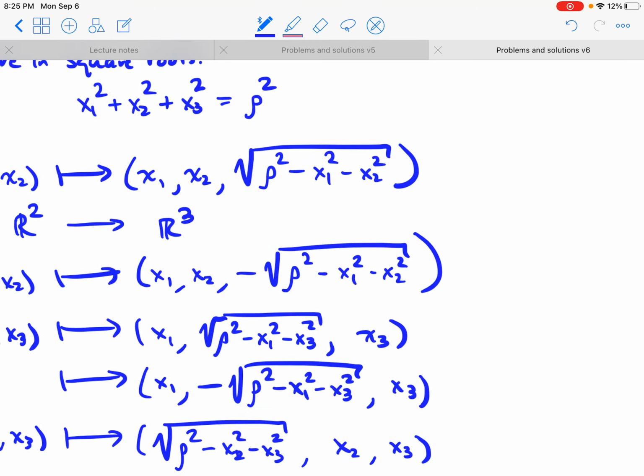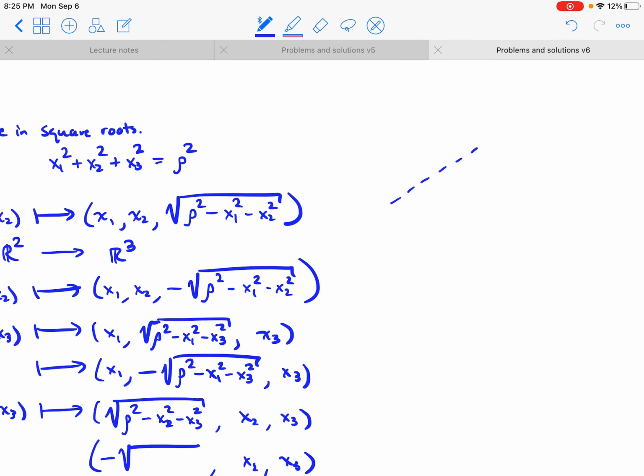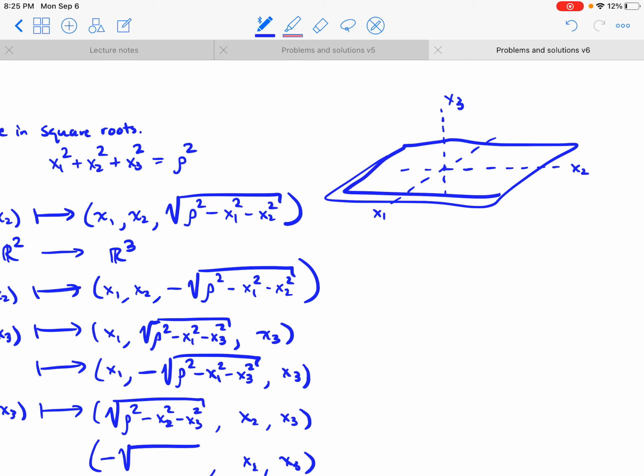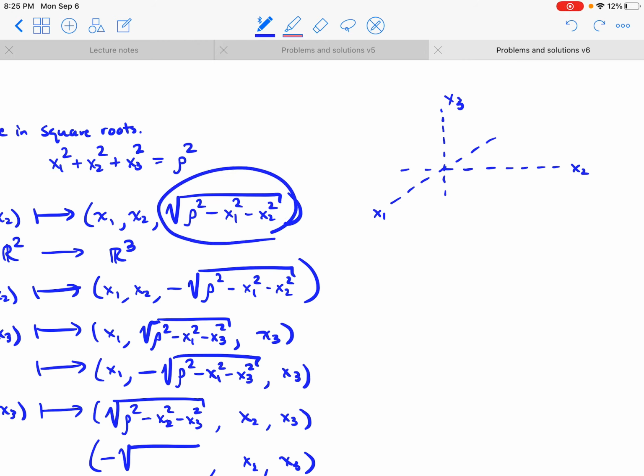So these are actually 6 different maps. Now let's just see what they are. If I draw, this is the x1 axis, and let's say this is the x2 axis, and this is the x3 axis. Let's see, what is this map doing? And compare it to what is this map doing. What we're doing is we're using the x1, x2 plane as parameters in those maps, and then we're getting the top or bottom halves of the sphere.